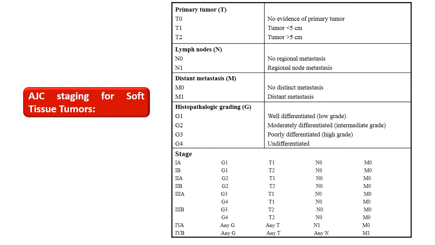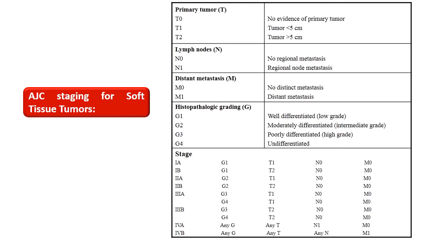The tumor is staged as T0 if there is no evidence of primary tumor, T1 when it is less than 5 cm, and T2 when it is more than 5 cm. When there is no regional metastasis, it is termed N0, and if there is regional metastasis, it is designated N1. If there is no distant metastasis, it is termed M0, while designated M1 when distant metastasis is present.